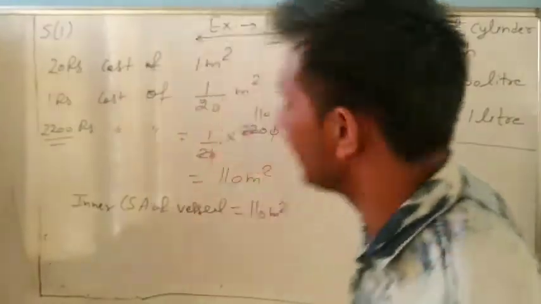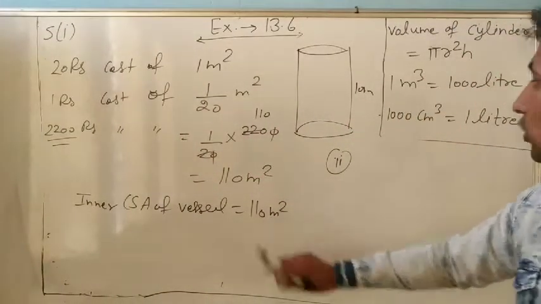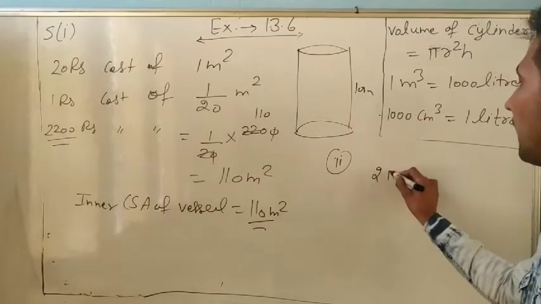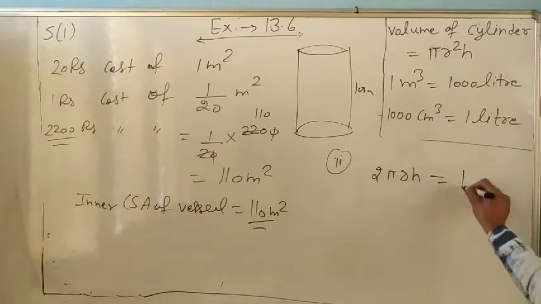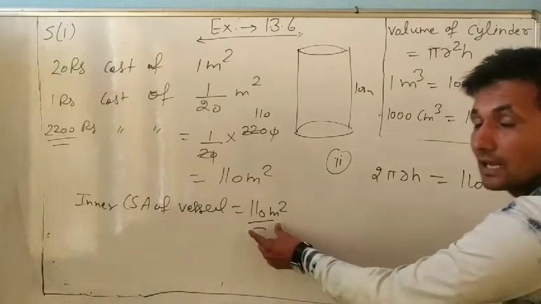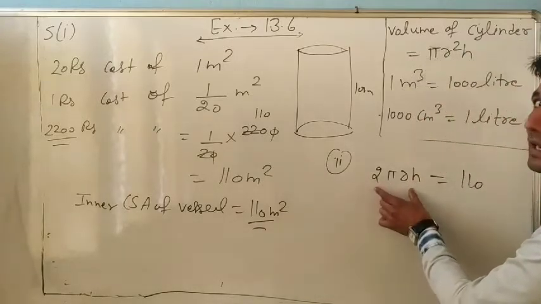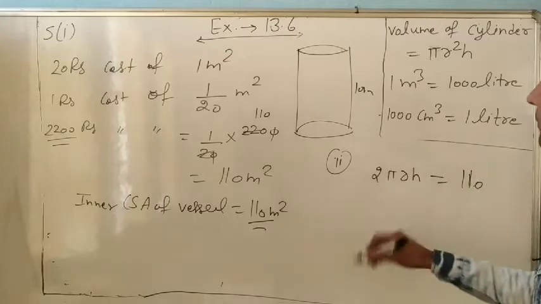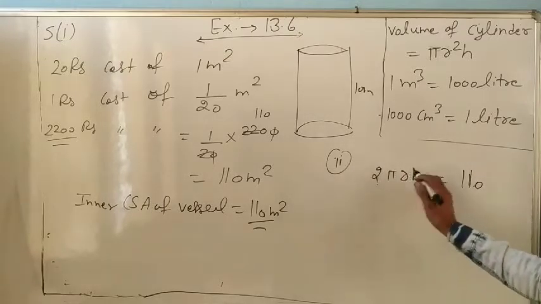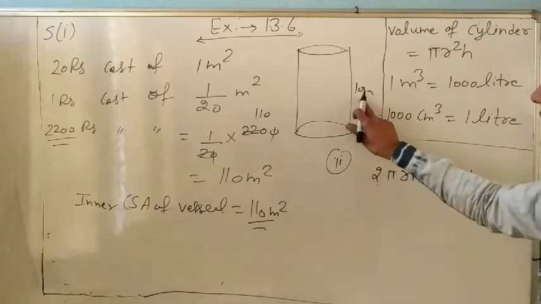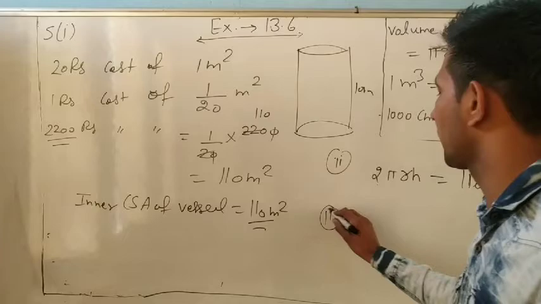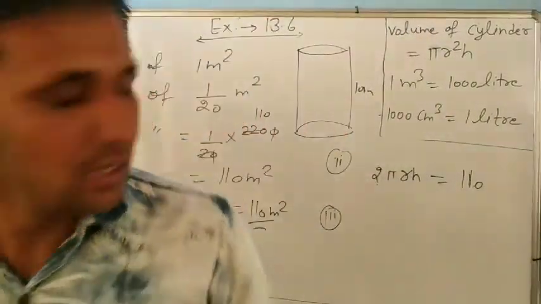What is the radius of the base? So the radius of the base, how will you find? It is the inner curved surface area. So 2 pi r h equals 110, because it is also the inner curved surface area. Here pi we know, r we want to find, and h is 10. So you can find r from here. Find it yourself.